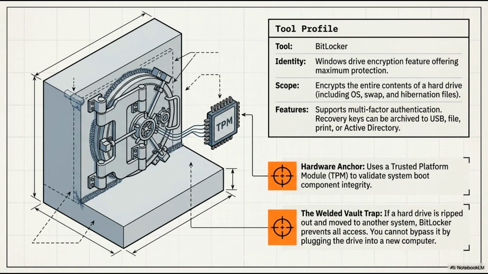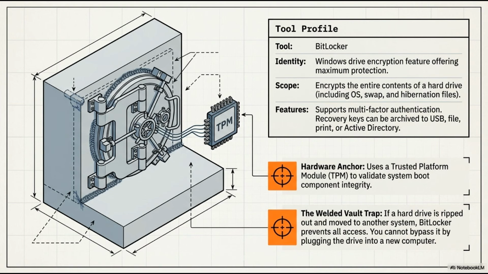Okay, let's translate that. Basically, before Windows even loads, the TPM checks to make sure nobody has messed with the hardware or the core boot files. Like a pre-flight checklist. Exactly. And if the checklist passes, the TPM hands over the decryption key to unlock the BitLocker vault.